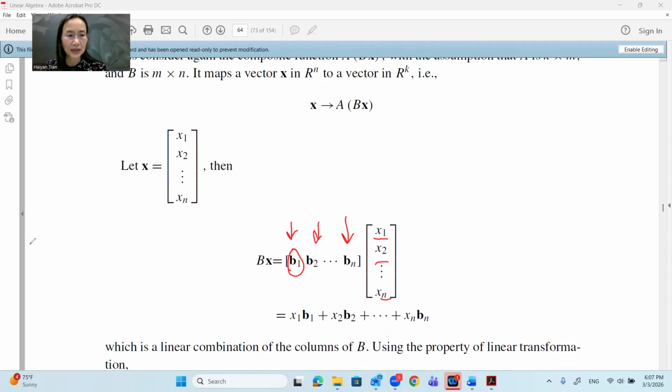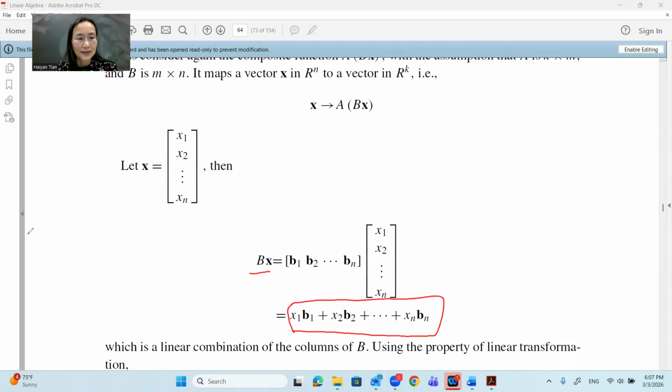So we can write B times X as a linear combination of these columns. That's the inner function, B times X, which is just another vector. A matrix times a vector is just another vector. It's a linear combination of the columns of B.